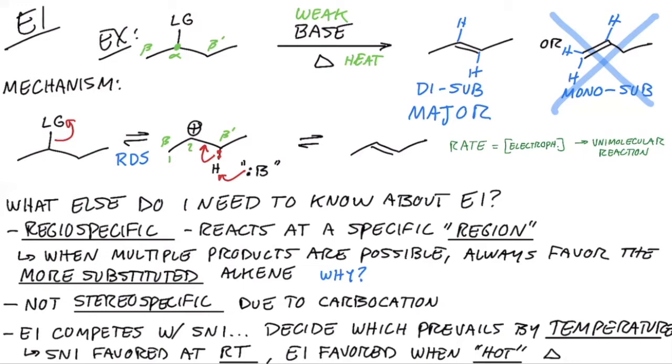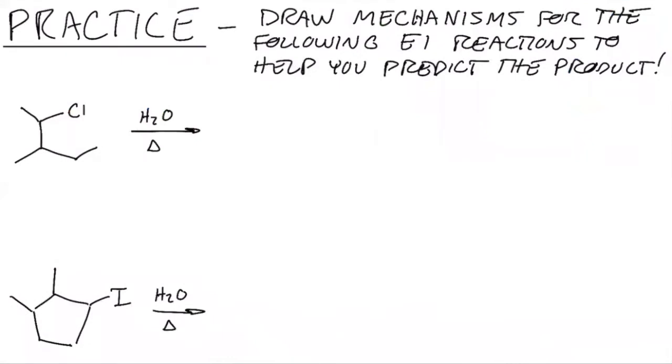The only other thing to remind about here is that E1 is going to compete with SN1, and I mentioned this a little bit earlier. If you don't see this triangle sign, you probably want to assume you're doing SN1. If you do see that, it means we're heating the reaction, and that's why we are going to favor the elimination. So with that really quick reminder and overview, let's jump into a couple of practice problems.